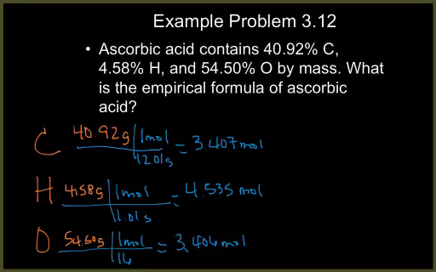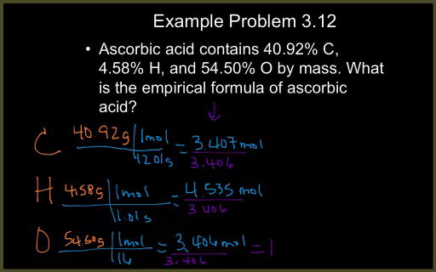Okay, so now I'm in moles, so I have one more step here. I have to look for the lowest whole number ratio. To do that, I'm going to divide all of these by the smallest number. In my list, my smallest number is 3.406. So I'm going to divide all of these: 3.406 divided by 3.406. And again, the reason I'm doing this is because I want the lowest whole number ratio. That gives me a 1 down at the bottom here. This next one up gives me a 1.33, and this one gives me a 1.